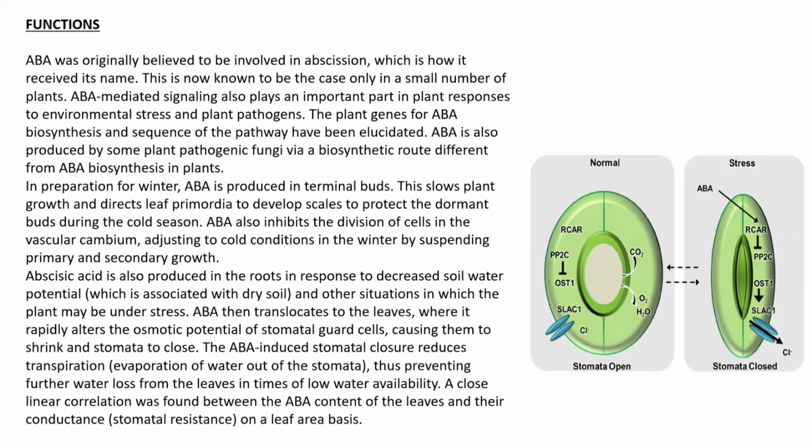Abscisic acid is also produced in the roots in response to decreased soil water potential and other situations in which the plant may be under stress. ABA then translocates to the leaf, where it rapidly alters the osmotic potential of stomatal guard cells, causing them to shrink and stomata to close. The ABA-induced stomatal closure reduces transpiration, thus preventing further water loss from the leaf in times of low water availability. A close linear correlation was found between the ABA content of the leaf and their conductance on a leaf area basis.